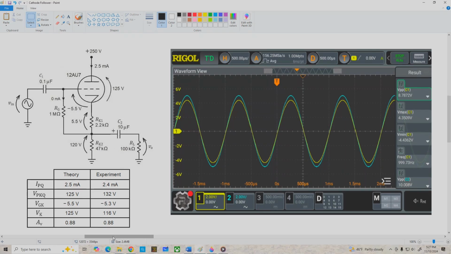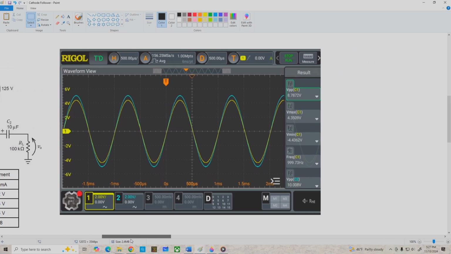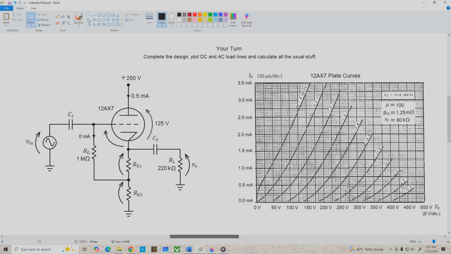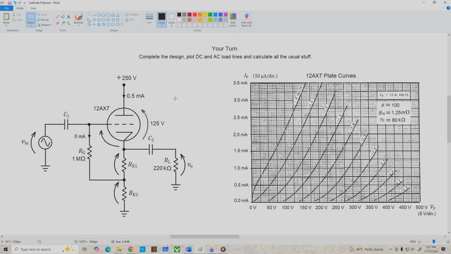Now, I said I was going to do a few derivations at the end of the video, and I'm going to, and if you want to stick around for that torture, we'll get there in a second, but first I'd like to leave you guys with a problem to do. This one is using a 12AX7, and we're shooting for basically a similar Q point I did in the previous problem, 125 volts from plate to cathode, but this time we want 0.5 milliamps for IPQ. So just complete the rest of the design, do the DC and AC load lines, calculate all the usual stuff, and now let's go on and do a couple of derivations.